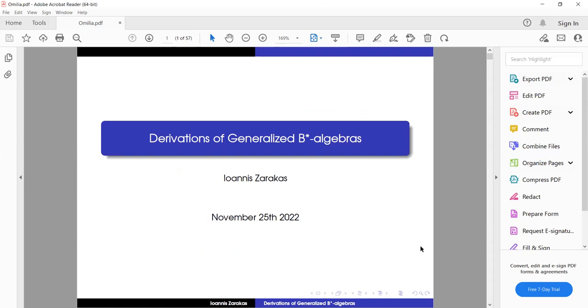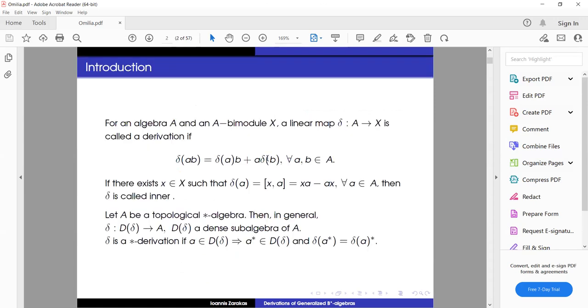As I was saying before, derivation means in a purely algebraic aspect a linear map from an algebra to a bimodule, such that, of course, the linear map on every product of two elements a and b satisfies the Leibniz rule. And if there is an element x from the module such that our map delta on alpha is the commutator x comma alpha, of course, we're talking of innerness as a property of our derivation. We say that our derivation is inner.